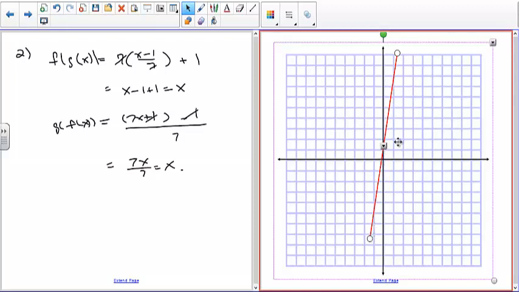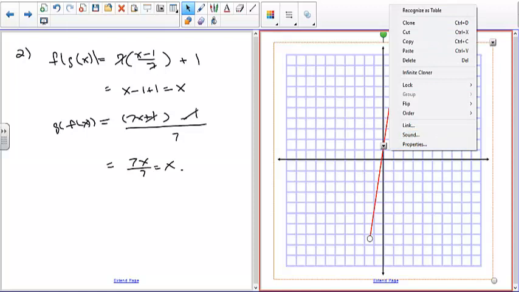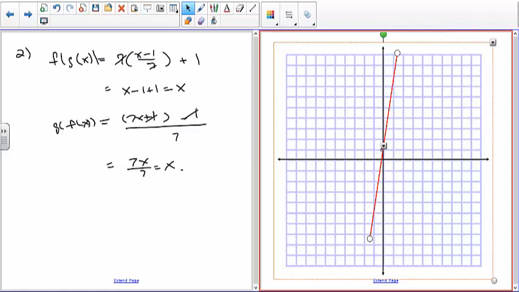So let's do that. Make sure I'm doing this right. Over 1, up 7, 1, 2, 3, 4, 5, 6, 7. Over 1, down 7, 1, 2, 3, 4, 5, 6, 7. So it still needs to go a little bit this way. So there we go. Okay, so that's that one.